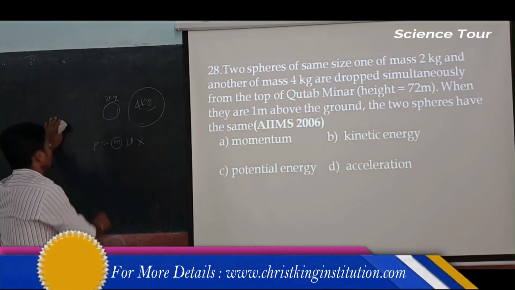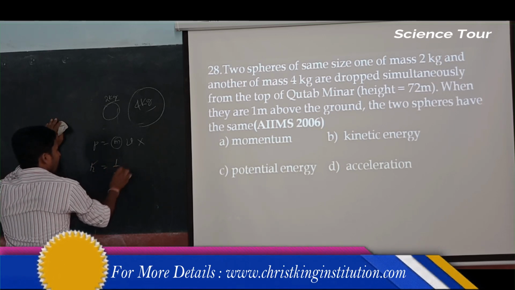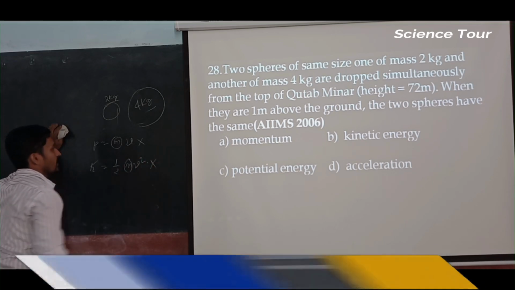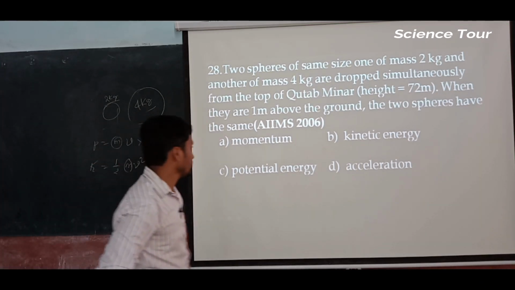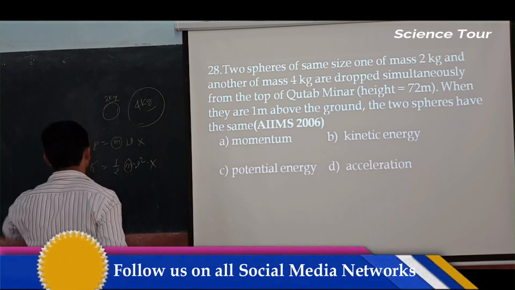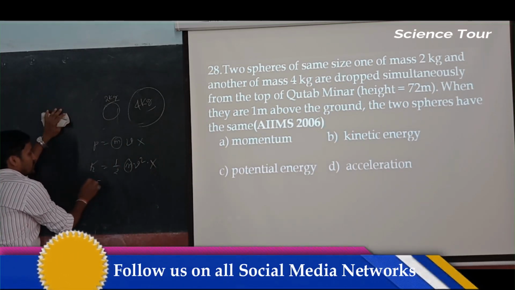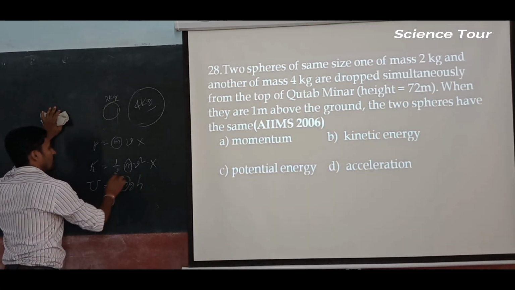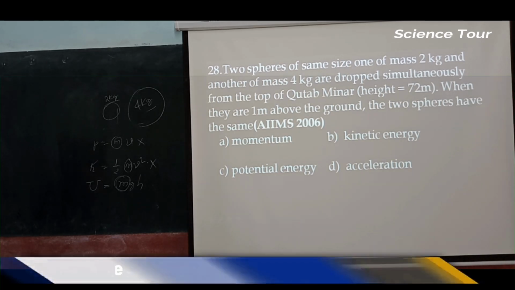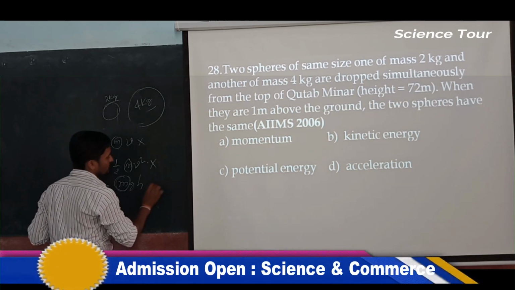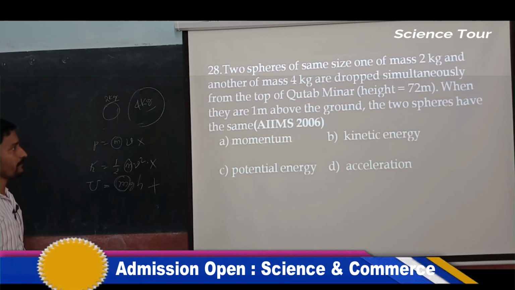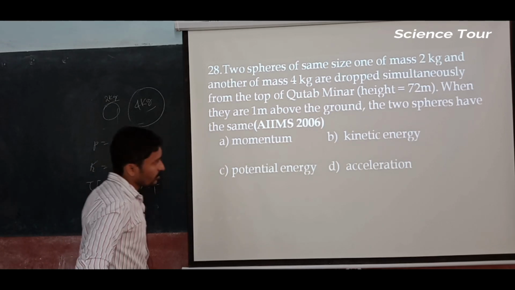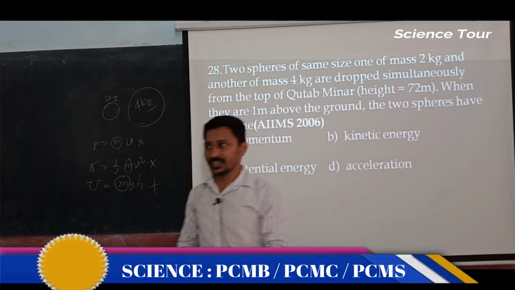Now kinetic energy is nothing but half m v square. Again the mass is responsible, so this cannot remain the same. Again we have potential energy. The potential energy expression is nothing but m into g into h. So mass is also responsible, so this is also not possible. This could not happen because the mass is different. For both objects the mass is different, then potential energy must be different. Then this must be acceleration, right?